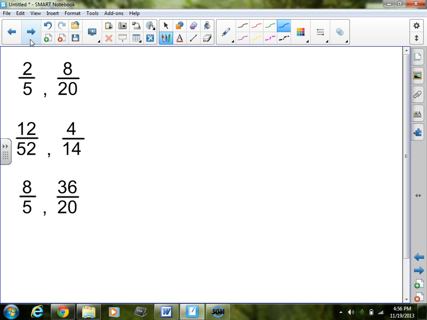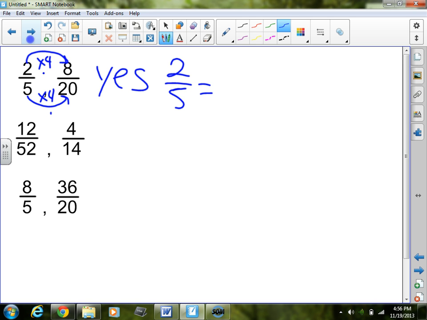Here, I'll show you. I'm going to go from 2 to 8. How do I go from 2 to 8? Well, I multiply by 4. 5 to 20. How do I go from 5 to 20? Well, I multiply by 4. Bam! I multiplied both sides by 4, so the answer is yes. That is a proportion. So I can say 2/5 is equivalent to 8/20.